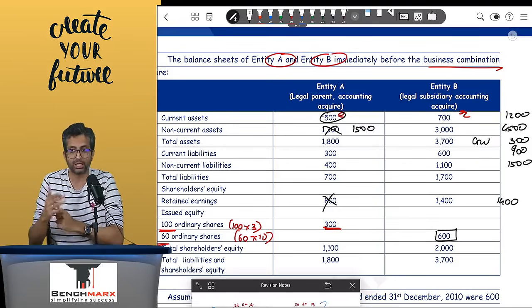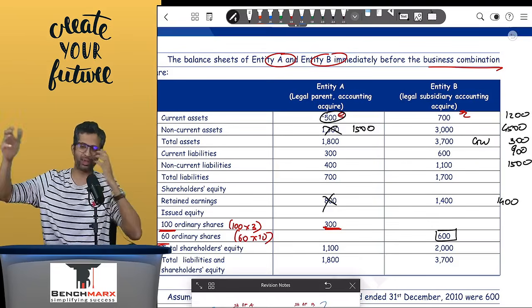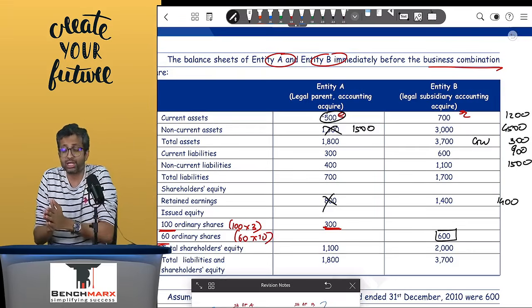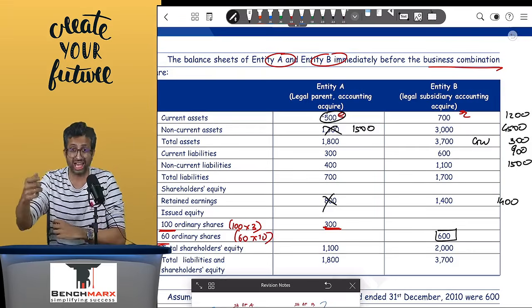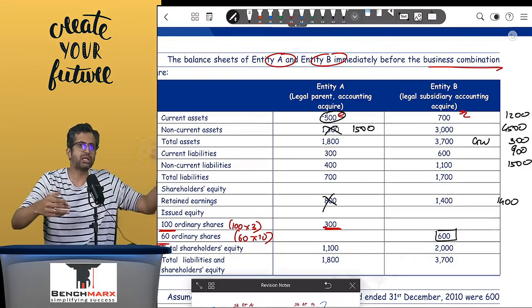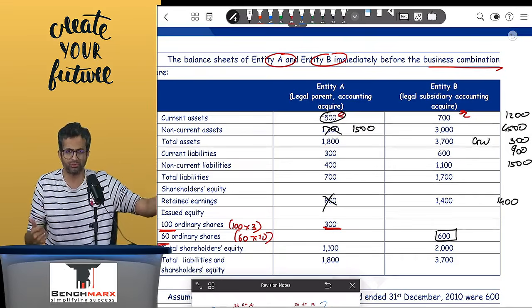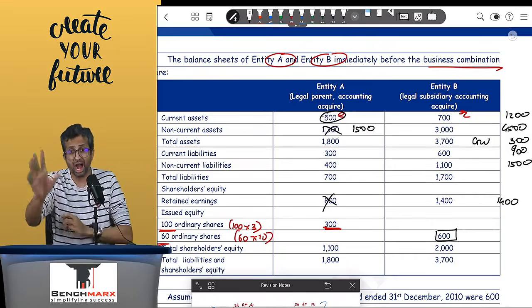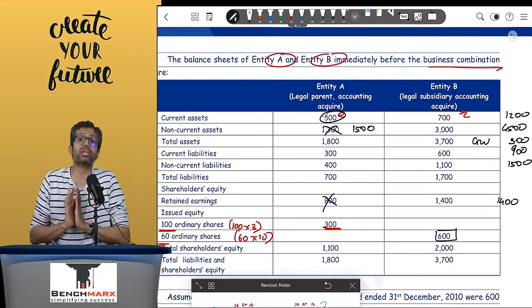Strictly speaking, and we have discussed this at length separately, but to avoid more confusion and complications, strictly speaking, you will issue shares, technically 40 new shares of B at the rate of rupees 40, which means some of this will go to the share capital, some of this will go to the securities premium. Ultimately, it will go somewhere in equity.